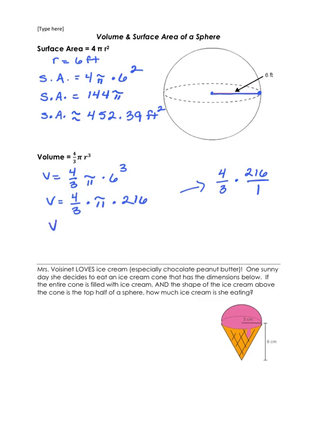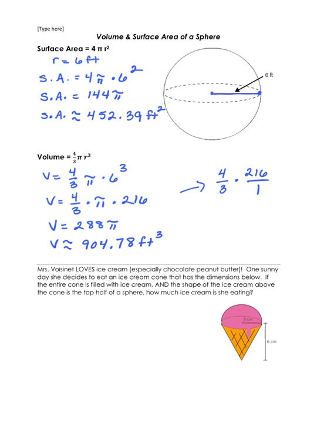Doing so gives us an exact volume of 288 pi. And again, if we want the approximate answer, we take 288, multiply it by pi using the pi button on our calculator, and rounding to the hundredths place gives us an approximate volume of 904.78 feet cubed. Our dimensions for volume are always cubed.